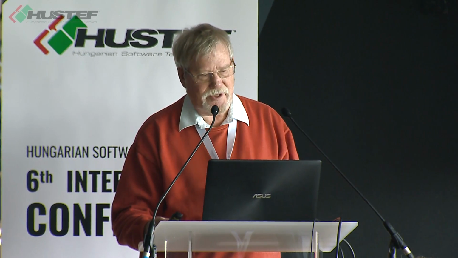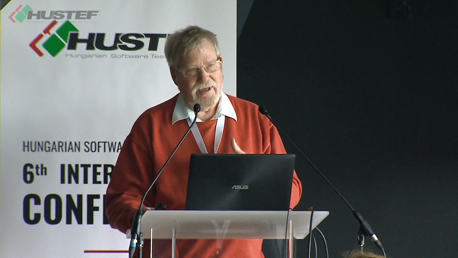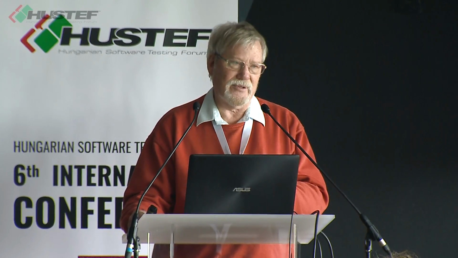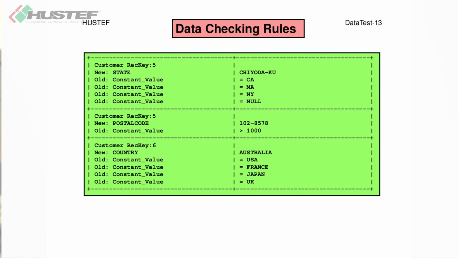You say the new city is the old city, or the new office code you can connect to an office code in another database table. You can also give in representative data. You could say here equivalence classes. So you can test equivalence classes, and you see here where the postal code is, you can also test value ranges, that it's within the range of 1,000 to 9,000. So if it's not, you're going to get an exception. And this is where the data is checked.